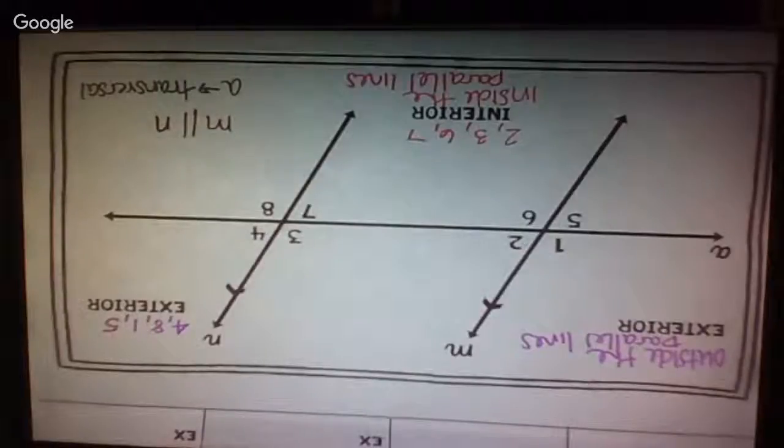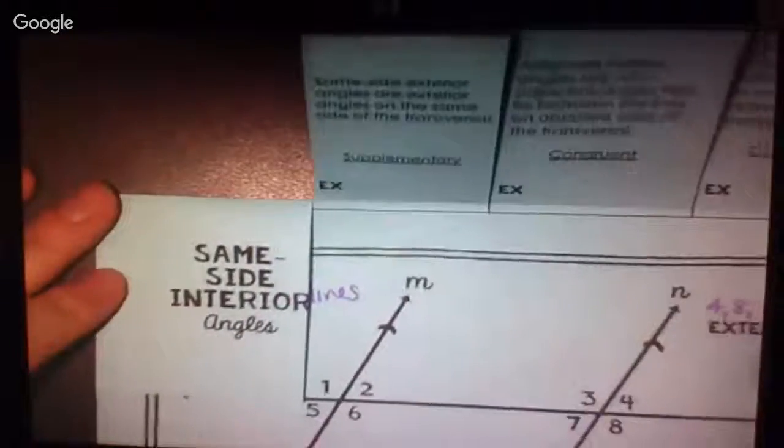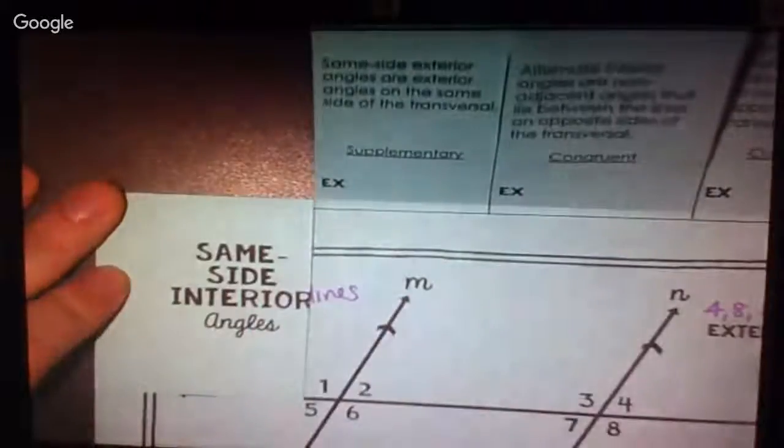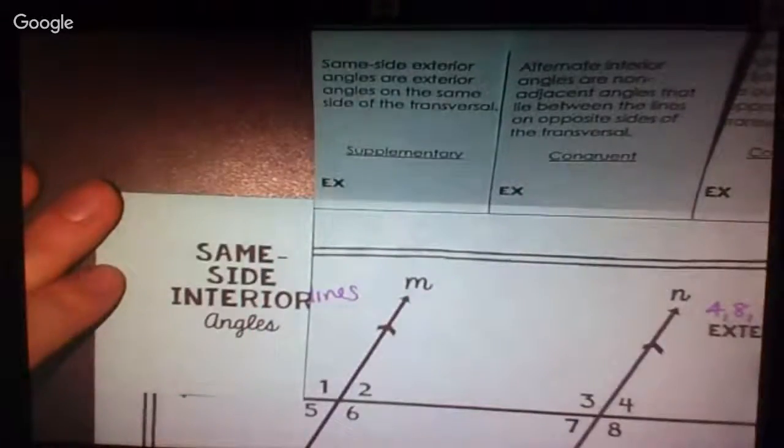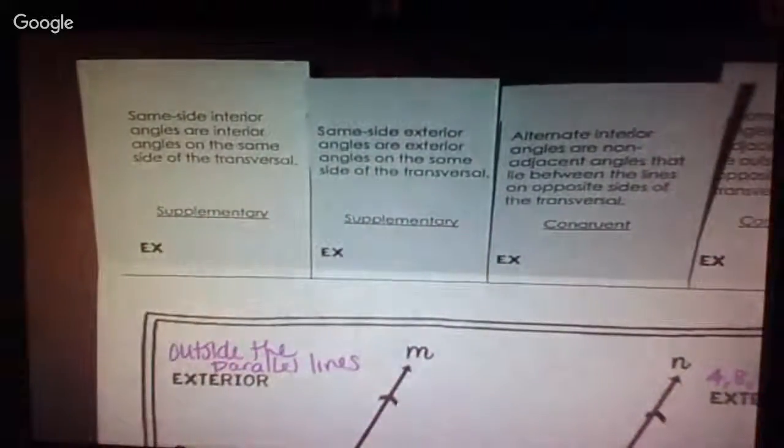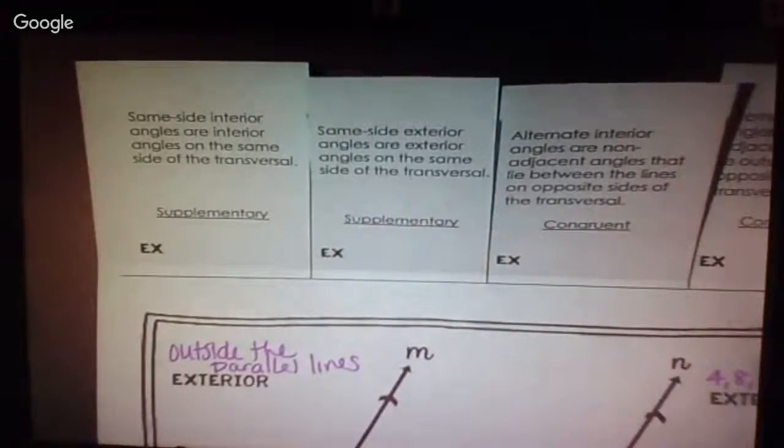We're going to talk about some hardcore vocabulary now. So, your first one. Same side interior angles. Same side interior angles. Here's your definition. Same side interior angles are interior angles on the same side of the transversal. So, your keywords here are same side and interior.